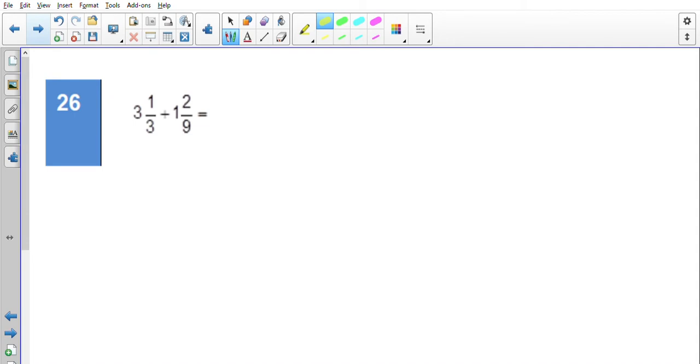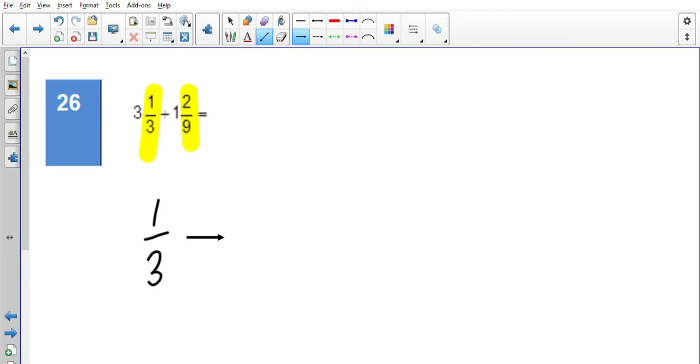Question number 26 is 3 1/3 plus 1 2/9. This needs a little bit of work because 2/9 and 1/3 are obviously in different denominations here. Okay, so what I need to do is spot that I can turn a third into a ninth quite easily. So I need to make a third equivalent to a ninth as a fraction. Okay, and in order to do that, so I have 1/3, and how am I going to get that to ninths?